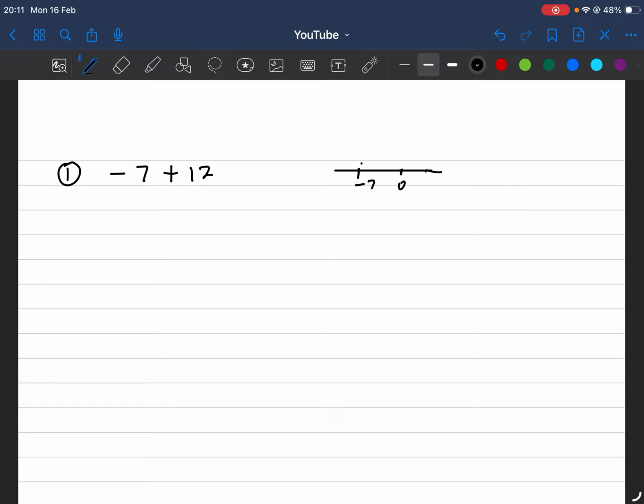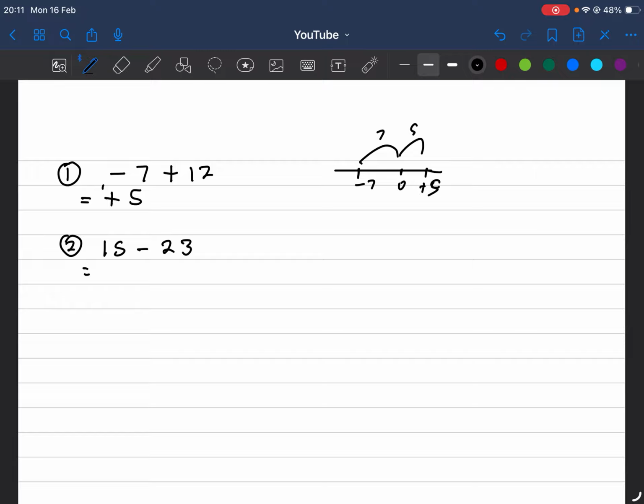Remember, there's a 0 somewhere. So if I'm jumping this way, I can jump 7 times until I reach 0, and then I still have to jump another 5 more times. So I should end up at a positive 5. So in this case, equals to underneath it, my answer is going to be a positive 5. Number 2, 15 minus 23.